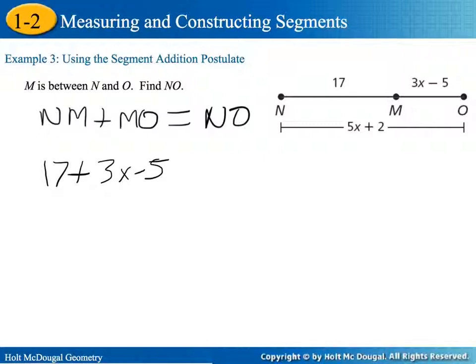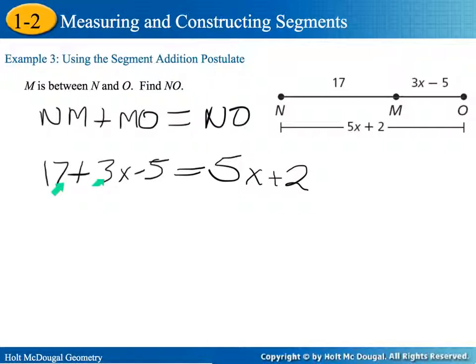Since this is a plus, I don't have to worry about distributing the negative signs. If this were a negative, you would have to distribute the negative between the 3x and the negative 5. But it's not, so we don't have to worry about that. Equals what they tell us NO is. NO, they tell us, is 5x plus 2. So again, I'm just going to substitute this in.